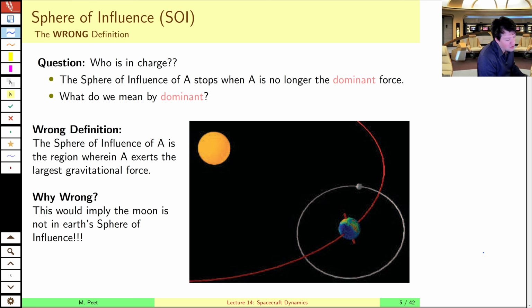Of course, there's an obvious definition for the sphere of influence, an obvious way of defining it. So say you're the moon, for example. Whose sphere of influence is the moon in? Well, the obvious answer to that would be that the moon is in the sphere of influence of whoever exerts the larger force.